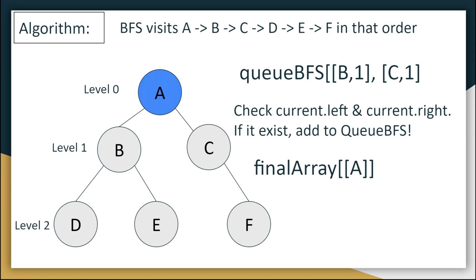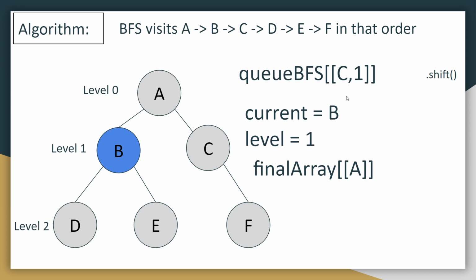It has both, so we push the left first, which is B on level 1, and right second, which is C on level 1. Now that we're at that spot, if you followed along with the last 4 steps, you're going to start seeing a pattern at this point. Use the built-in shift command to pull out B in 1 and store B into current and 1 into level. Check to see if level 1 exists in final array. As you see, it does not, so we need to push another empty array into final array. From there, add the current value of B into the level 1 index representation in the final array.